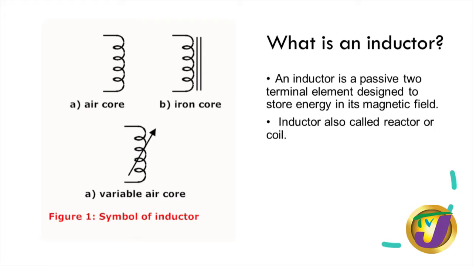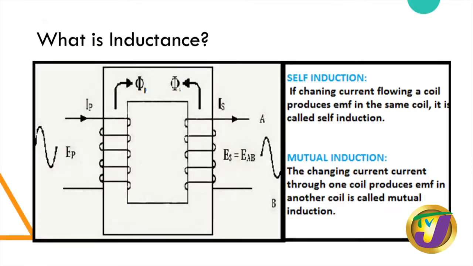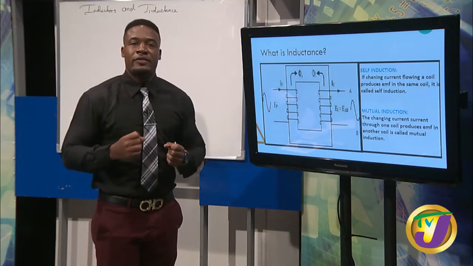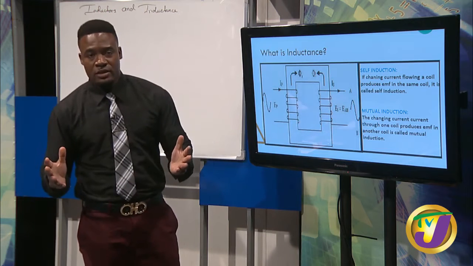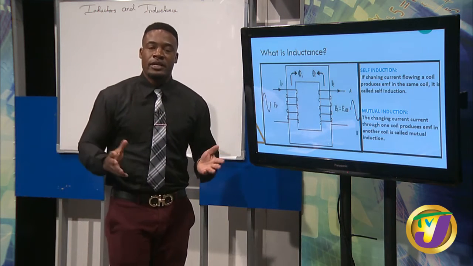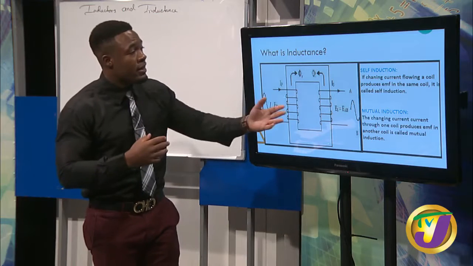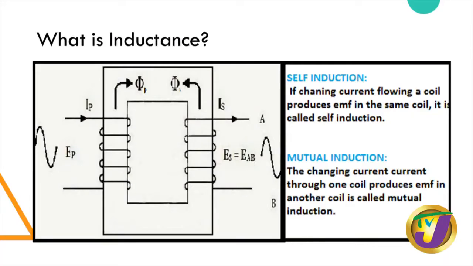All right. Thank you, Mr. Myers. Now, moving on. We just discussed the concept of inductors. Now we want to know specifically what is inductance. Inductance, simply put, is the opposition to the change of flow of current. Now, there are two main ways in which induction takes place. And as you can see on our slide here, the first method is known as self-induction.